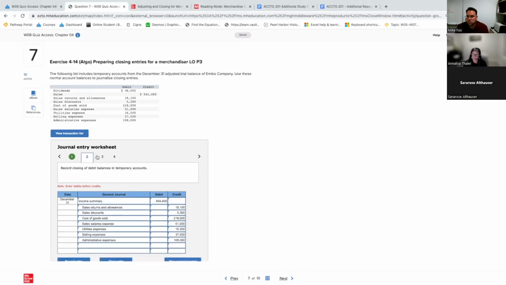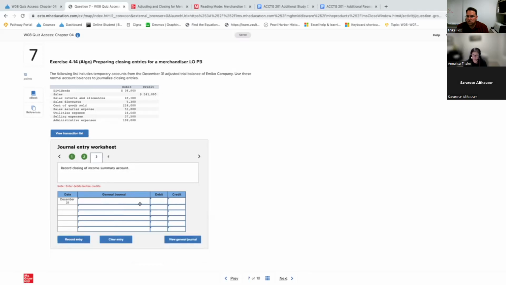I'm crediting income summary at this point. Well, income summary will have a credit balance, right? Because it was credited 541,000 and it was debited whatever that big amount was, 454. So it will have a credit balance. So to close it, you'll have to debit it. Does that make sense?